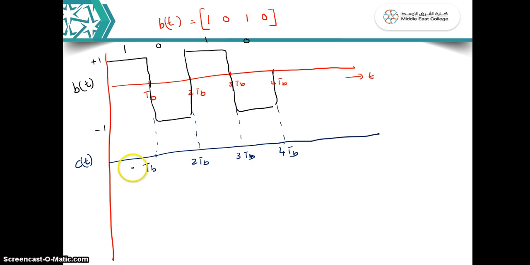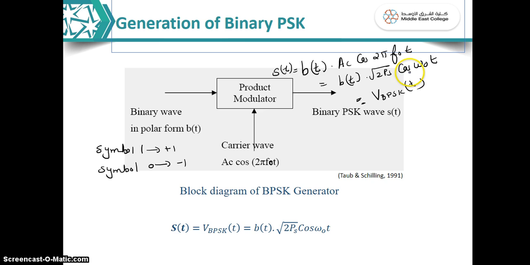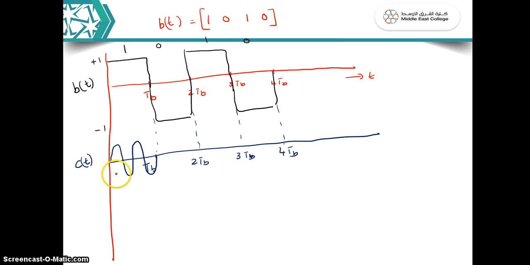Now I'm drawing two sine waves per TB duration, so an integer number of cycles. Actually it is not a sine, we represent it as a cosine wave, so you should start from here. Anyway, I'm just drawing it as a sine for your understanding. Everywhere there are 2 cycles of the sine wave.